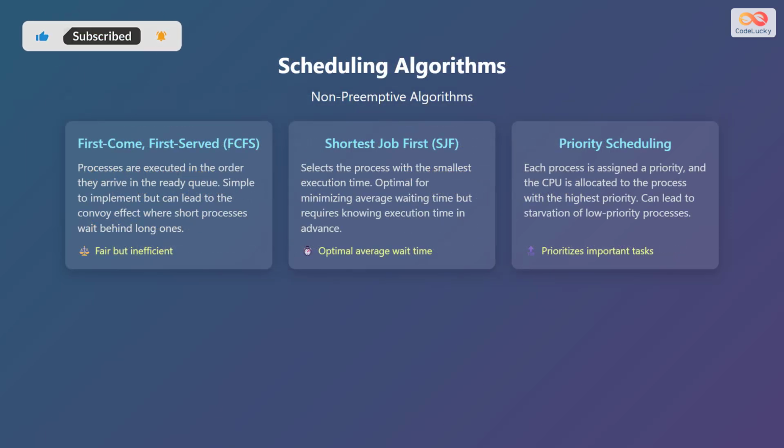Let's examine some non-preemptive scheduling algorithms. First come, first served, also known as FCFS, executes processes in the order they arrive in the ready queue. It is simple to implement but can lead to the convoy effect, where short processes wait behind long ones. Shortest job first, also known as SJF, selects the process with the smallest execution time. It is optimal for minimizing average waiting time, but requires knowing execution time in advance. Priority scheduling assigns a priority to each process, and the CPU is allocated to the process with the highest priority. This can lead to starvation of low-priority processes.